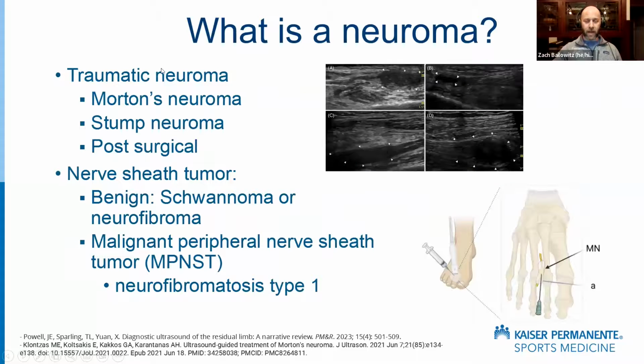In terms of traumatic neuromas, the ones that we think about most are Morton's neuromas. But you can also see stump neuromas in your amputee patients. And then post-surgical neuromas or post-traumatic neuromas can happen as well. This is in contrast to nerve sheath tumors, which typically don't come from trauma. They can be either schwannomas or neurofibromas if they're benign, or this very rare category of malignant peripheral nerve sheath tumors that typically come along with neurofibromatosis type 1.